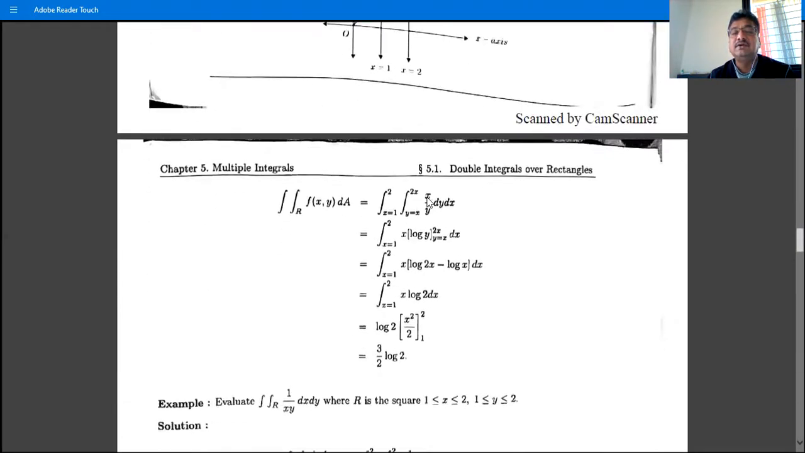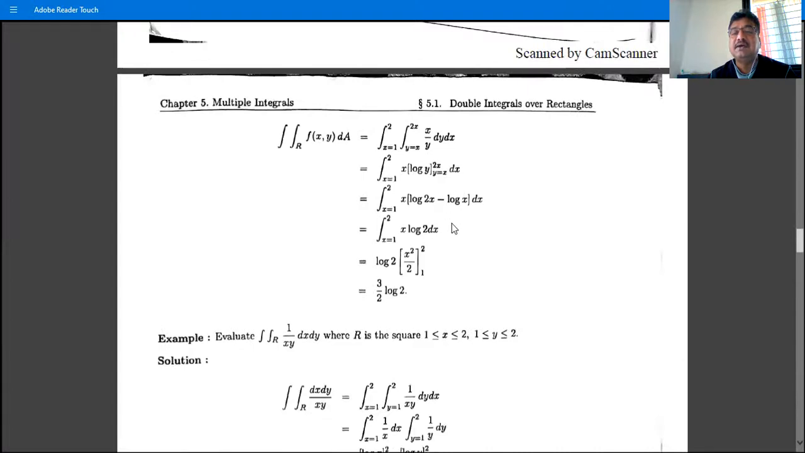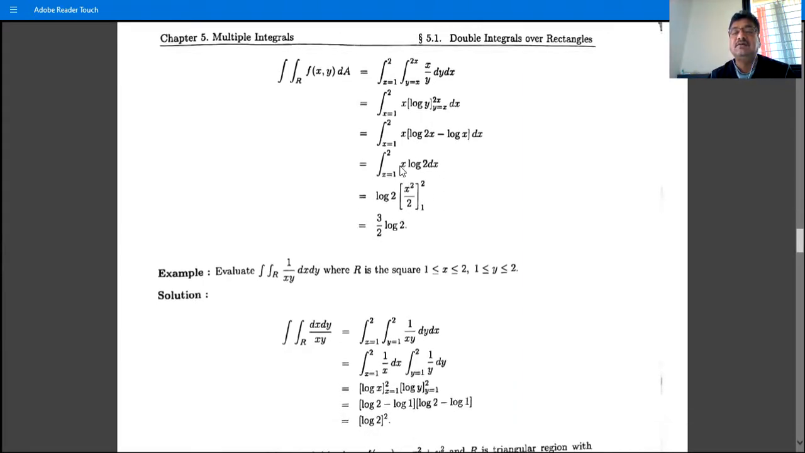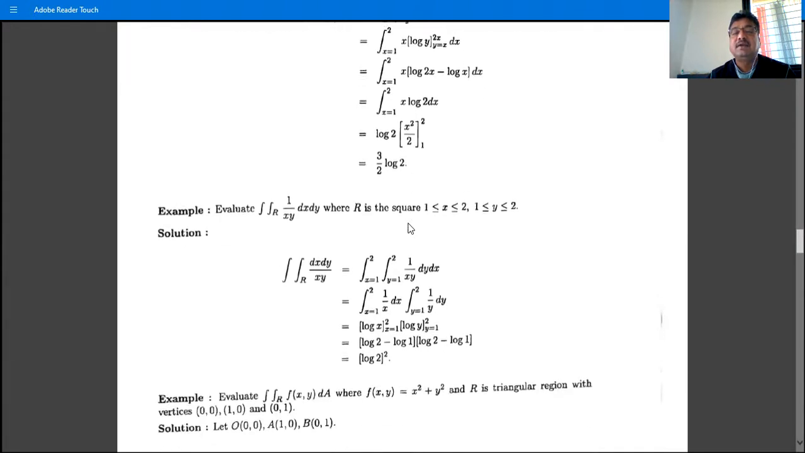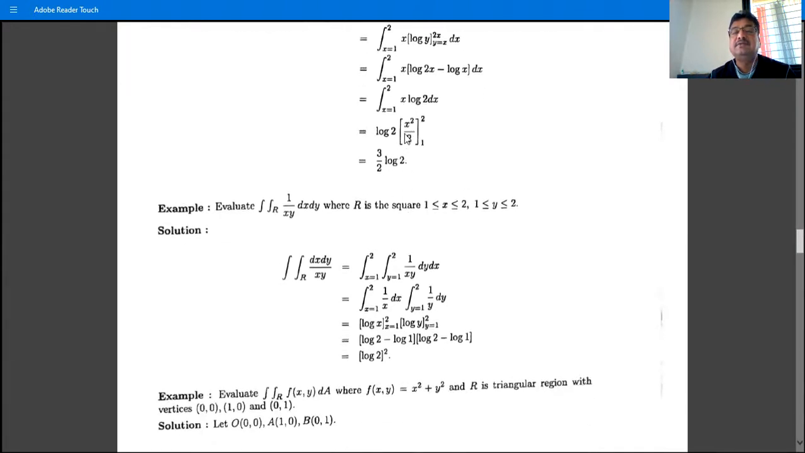And then integrate 1 by y. The integration is log y, x is constant. Upper limit minus lower limit, and then log 2x minus log x is what? Log 2x by x, that is log 2, since log a minus log b is log a by b. And log 2 is now constant. The integration of x is x square by 2, and then the upper limit value is 1 by 2.